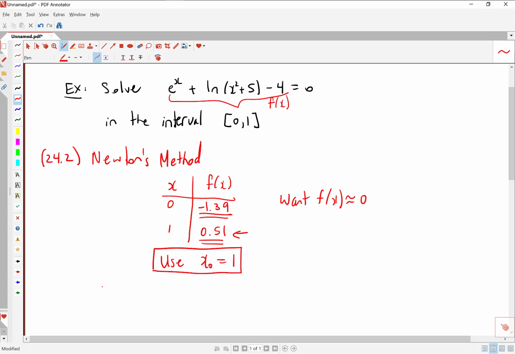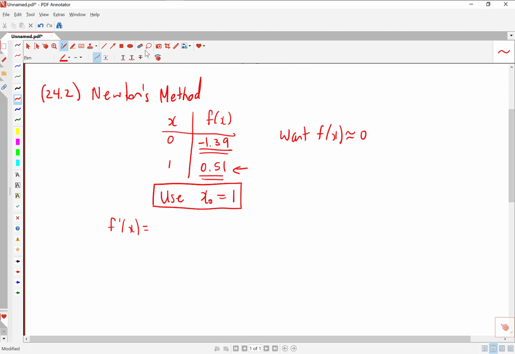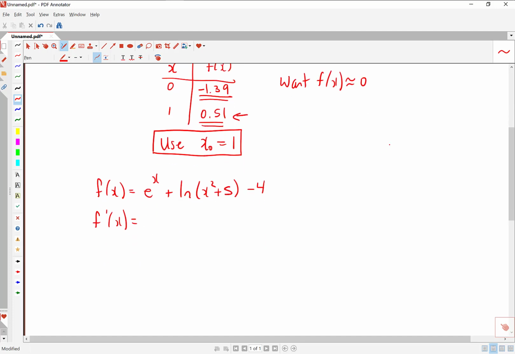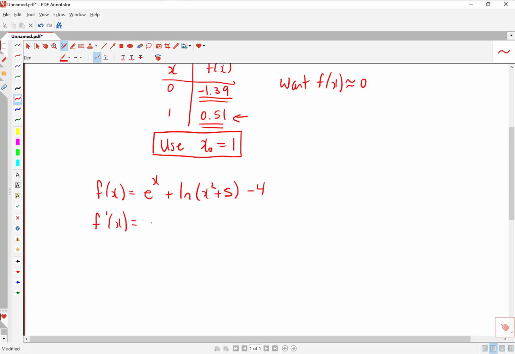Now in a minute, we're going to make a table of values to help us figure out our solution. But before we can do that, we're going to need to know the derivative of our function. So just for the sake of keeping everything organized, I'm going to write out f of x again, and then we can think about taking the derivative. f of x was just the left side of our equation. It was e to the x plus ln of x squared plus 5 minus 4. Okay, so to differentiate an exponential function, you'd go ln of e, which is 1, times your exponential, times the derivative of the exponent, which is just going to be 1. So you just get e to the x there.